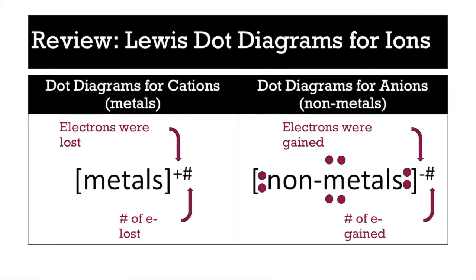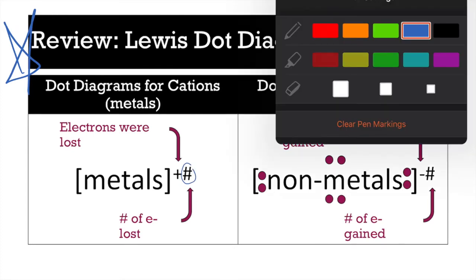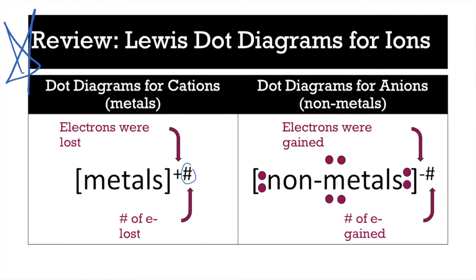Okay, so just a quick review for dot diagrams for ions. This is super, super important. If you don't know how to do ion dot diagrams, then you will be lost the entire time. So again, for metals, you're drawing no dots. You have those brackets. You have a plus, which shows the electrons were lost, and that number tells you how many electrons were lost. And for nonmetals, you have all 8 dots. You have a negative sign, which means electrons were gained, and the number of electrons that were gained.